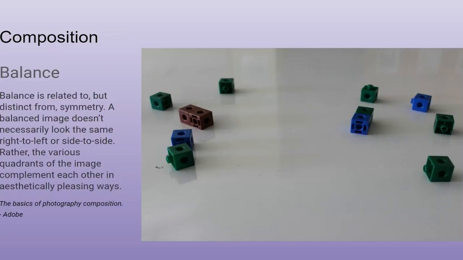So first off, balance. As it says, it's related to but distinct from symmetry. Things don't have to be mirror images of each other in order to be balanced. The various quadrants of the image have to complement each other in aesthetically pleasing ways. So here I've got similar numbers of objects on either side.